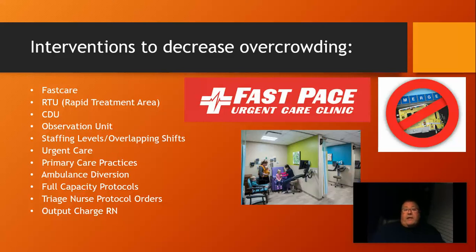Our rapid treatment unit is a 5-room area where part of the criteria is the patient must be ambulatory. There are no beds in these rooms. They are examination chairs, and they see minor things such as rash, sore throat, ear pain, and their goal is to have them in and out of the ED within 20 to 30 minutes. Our observation unit is on 7 East, and eventually we'll be expanding to include 7 West also. We increased staffing levels and we overlapped our shifts.